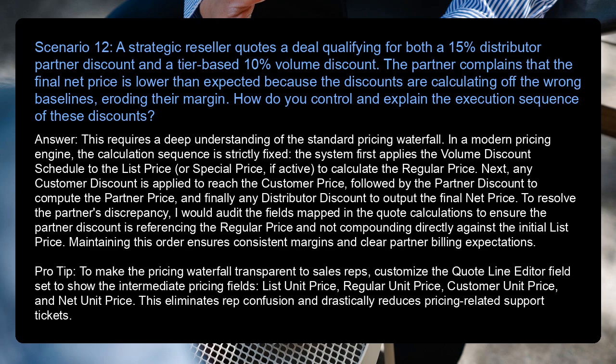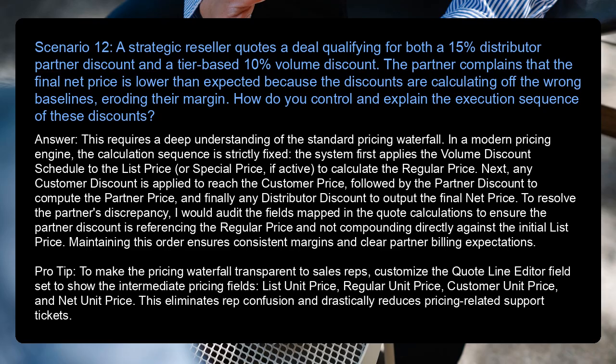Scenario 12. A strategic reseller quotes a deal qualifying for both a 15% distributor partner discount and a tier-based 10% volume discount. The partner complains that the final net price is lower than expected because the discounts are calculating off the wrong baselines, eroding their margin. How do you control and explain the execution sequence of these discounts?